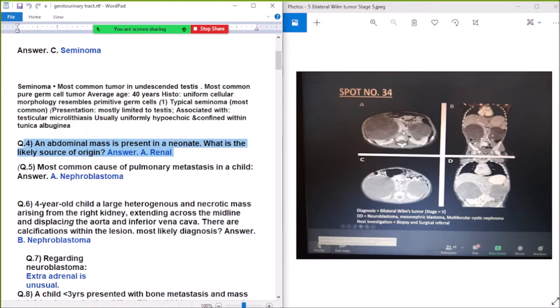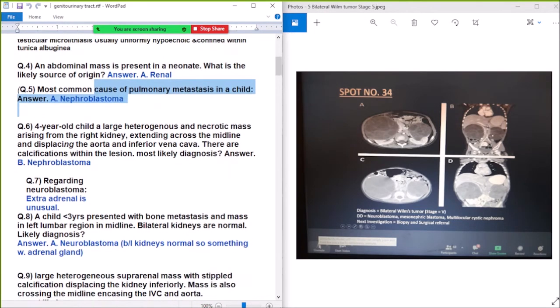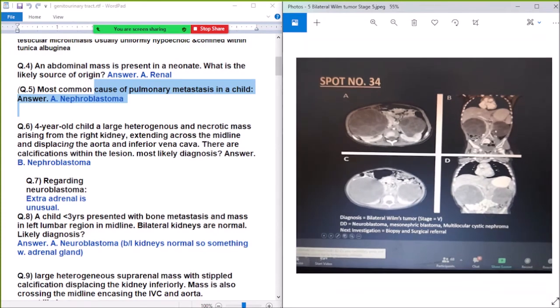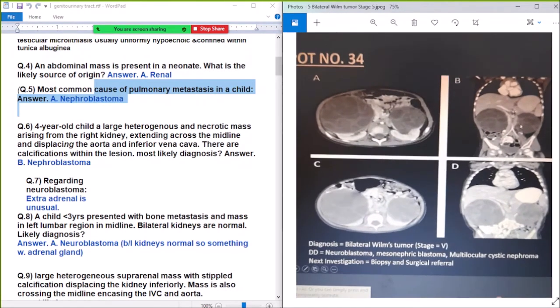Question 5. Most common cause of pulmonary metastasis in a child is nephroblastoma. Question number 6. Now see here the diagram showing bilateral Wilms tumor, bilateral nephroblastoma stage 5.